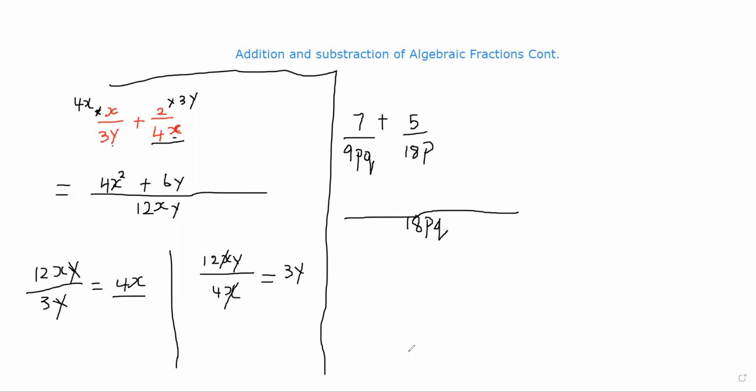Then do the same thing. We say 18PQ divided by this denominator here to know what we need to multiply by the numerator. So we say 18PQ divided by 9PQ. Right? That will give me what? The P cancels with the P, Q cancels with Q. You're just left with 18 divided by 9, which gives me 2.